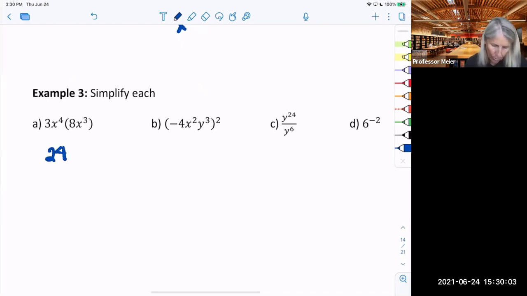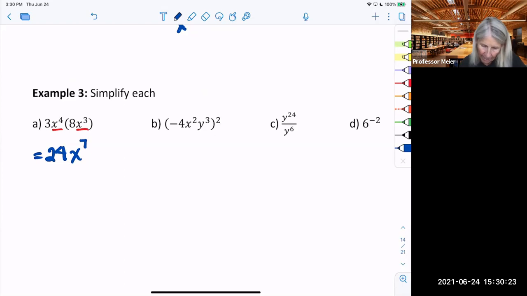And then remember the rule that was mentioned, if you're multiplying with the same base, right? So x to the 4th times x to the 3rd. The rule is you keep the same base and you add the exponents. So 3 plus 4, x to the 7th. So 24x to the 7th here.